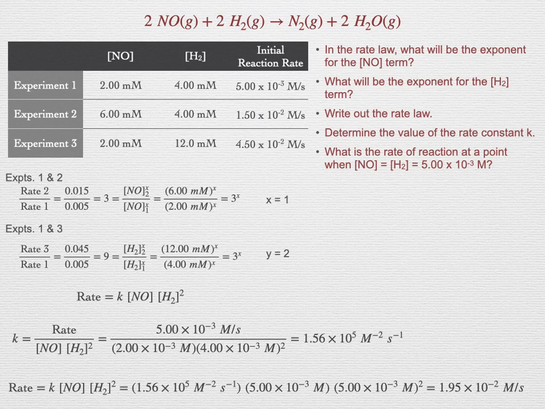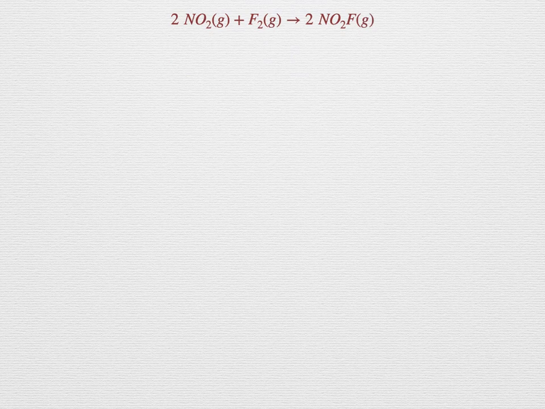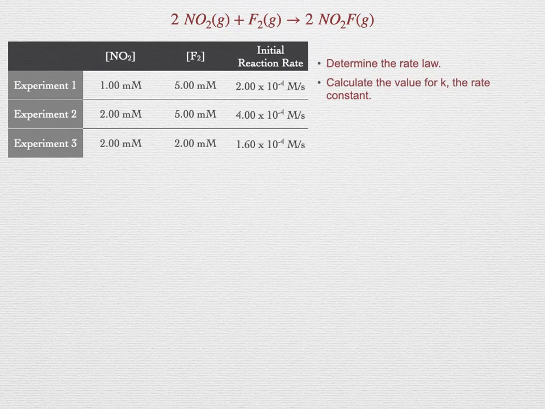Here is another similar problem. This time the reaction of study is between nitrogen dioxide and fluorine, which produces nitryl fluoride. Now, nitryl fluoride, by the way, is a strong oxidizing agent and has been considered for use in rocket propellants. Here is some initial rate data. With this data, determine the rate law and calculate the value for the rate constant.